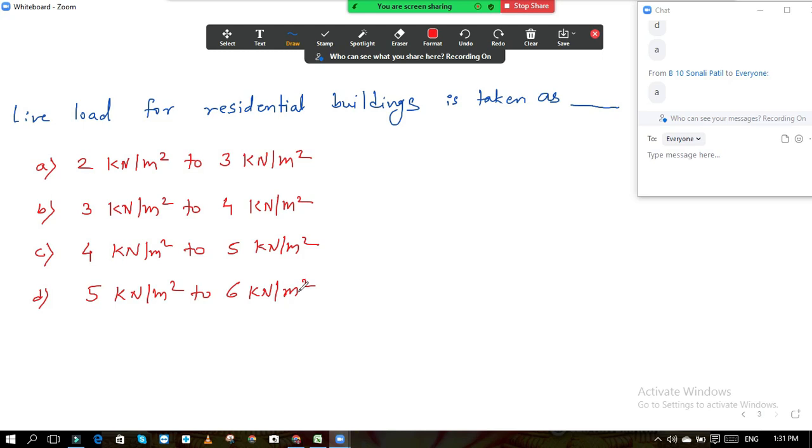If the question is asked for the public building, then what will be the answer? Give me both the answers. You are saying for residential building it is between 2 and 3 kilonewton per meter square. Okay, fine. I am not saying it is correct, I have only said okay, fine. Then what will be the answer for public building?